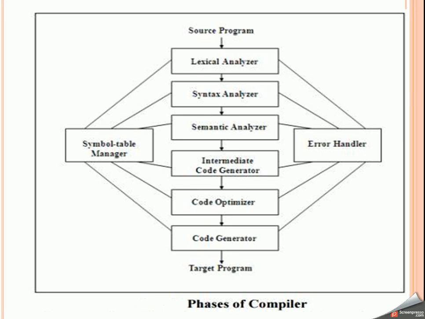First is the lexical analysis phase, the second is the syntax analysis phase, and the third one is the semantic analysis phase. Now we have another phase, which is known as the intermediate code generator. The intermediate code generator is one of the phases of the compiler that is responsible for generating the intermediate code.